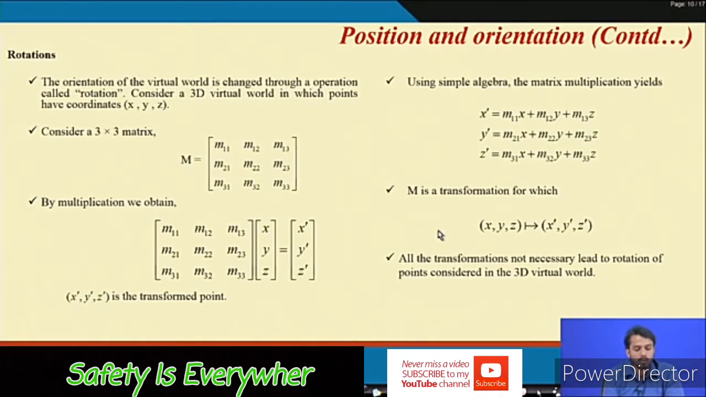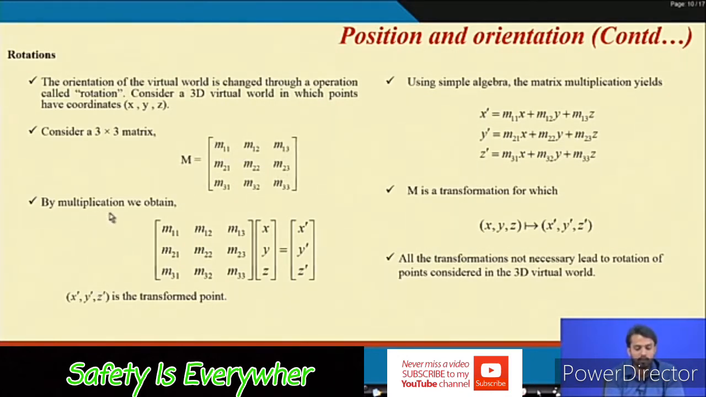Next we will go for rotation. We first saw translation and relativity, and now we will go for the rotation property. The orientation of the virtual world is changed by an operation called rotation. Consider a 3D virtual world in which the coordinates are x, y, z. Consider a 3 by 3 matrix, a transformation matrix M, in which the different coefficients are mentioned.